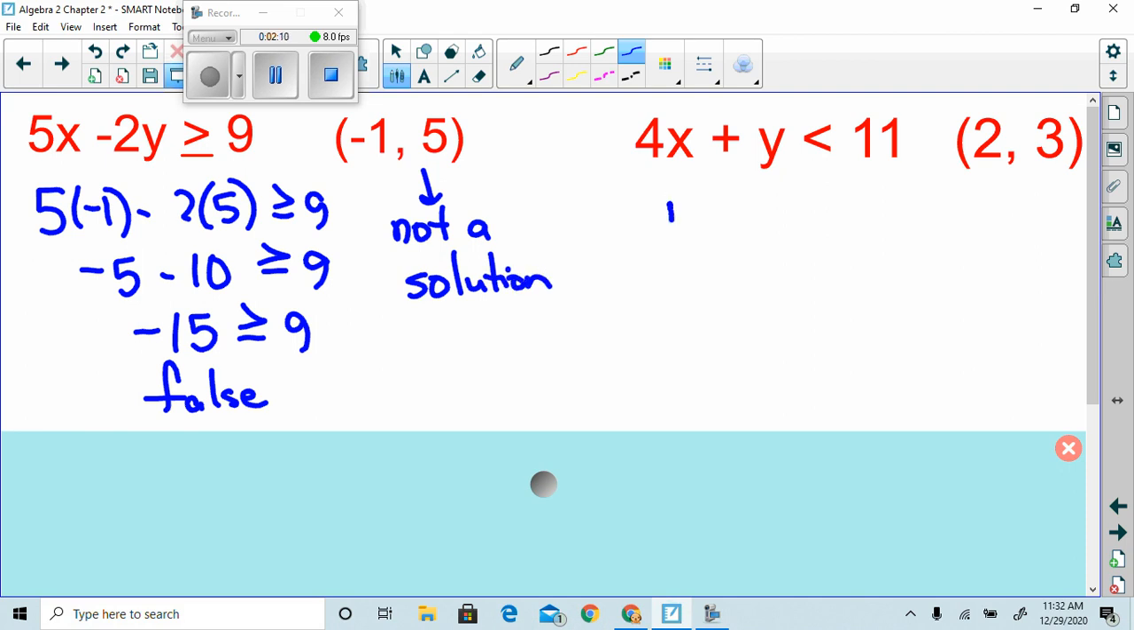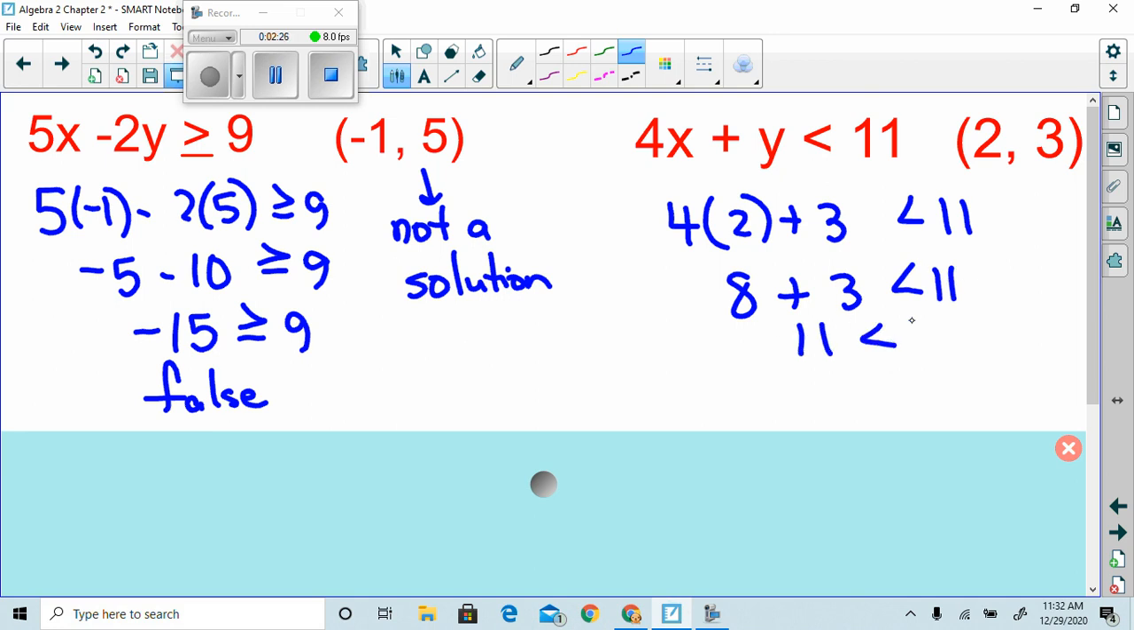In this problem, I'm replacing x with 2 and y with 3. Just taking that ordered pair, substituting it in, and I get 8 plus 3. Well, 11 is not less than 11. This is a false statement. So, not a solution.